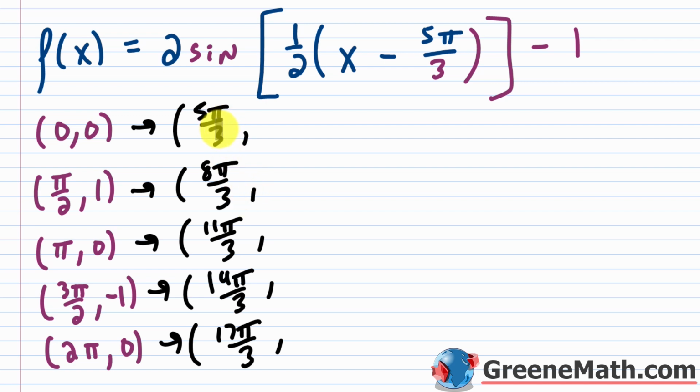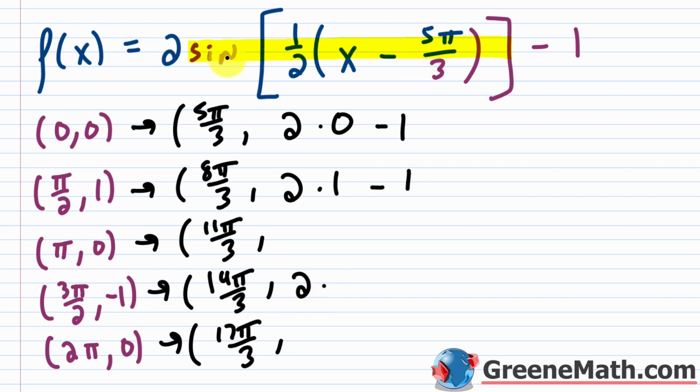Again, if you plugged in 5 pi over 3, this part right here would turn into 0. So to shortcut that, all you have to do is say, well, I have this 2 right here, times whatever this would be. In this case, it would be 0. And then you have minus 1. And then for this one, it would be 2 times 1, and then minus 1. And this is going to be a repeat, so we just have to do this one. So you would have 2 times, again, this right here would end up being negative 1, and then minus 1.